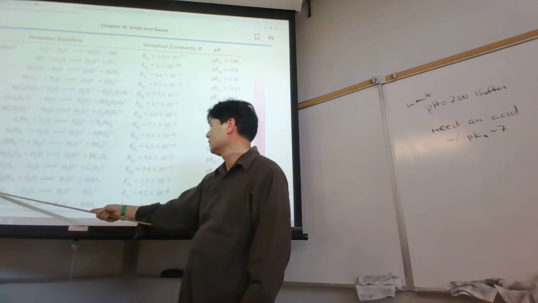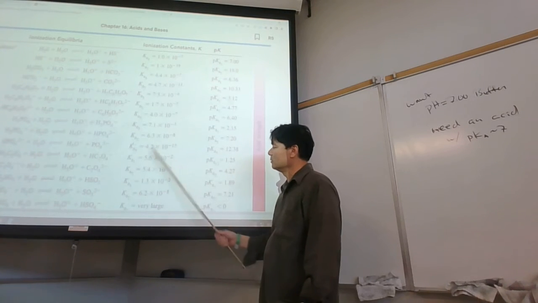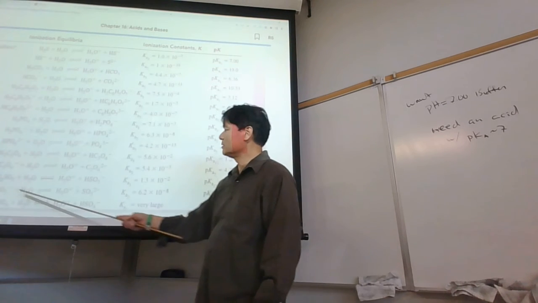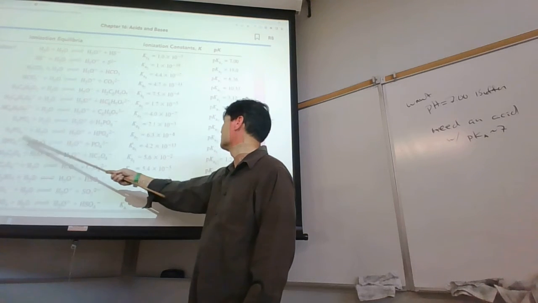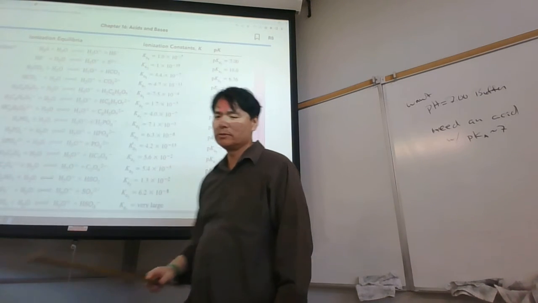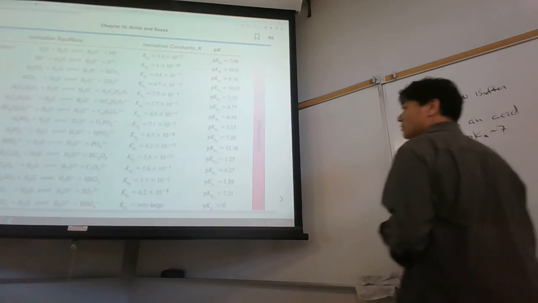Hydrogen sulfide. The problem with hydrogen sulfide, even though they're pretty comparable, is that sulfide is a pretty good reducing agent. And so this is probably the best, phosphate. So we use that. And so hydrogen phosphate.